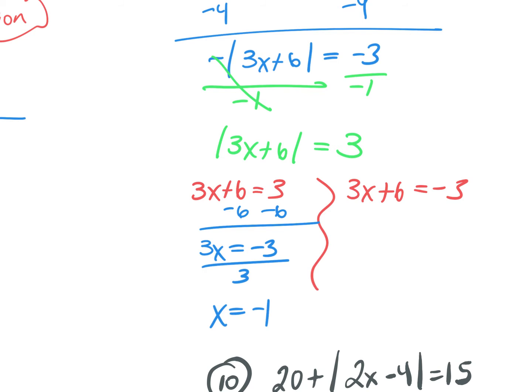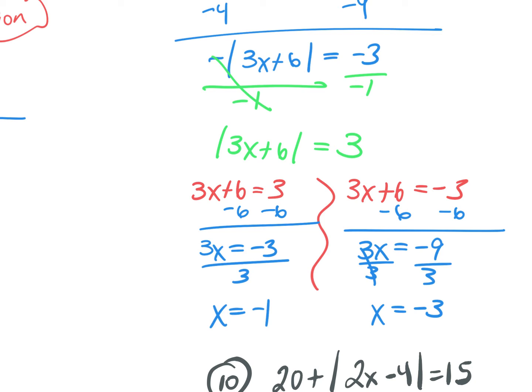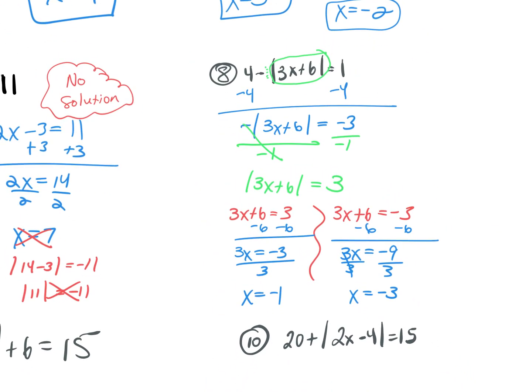And then on the right, we're going to subtract 6 from both sides. We get 3x equals negative 9. Divide by 3, and you get x equals negative 3, right? So go back to your original. It's going to take a little more brain power, but that's okay. Listen to me. Answer my questions as I say them out loud.